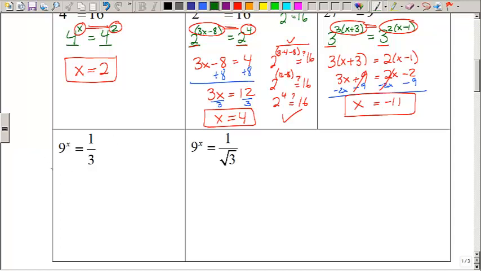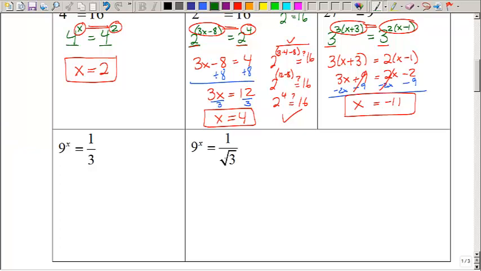The next two problems are very similar. The first one is a little bit more simple than the second one, and I did this on purpose. I wanted to make sure that you understand the first one so that when we go to the second one, you truly understand what 1 over the square root of 3 can be rewritten as, which I know a lot of students have a hard time with.